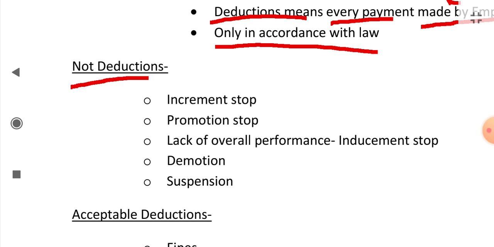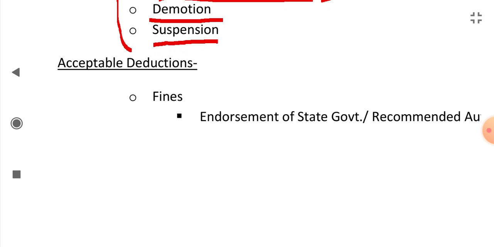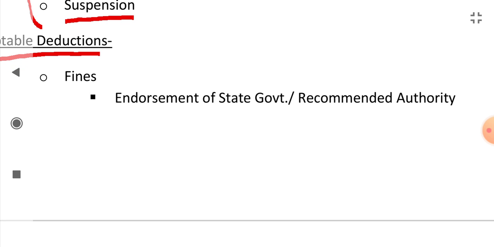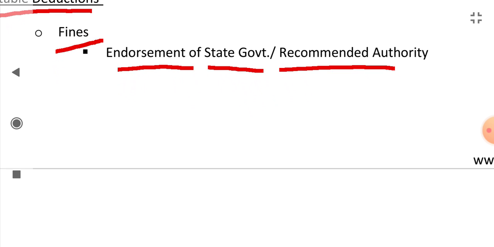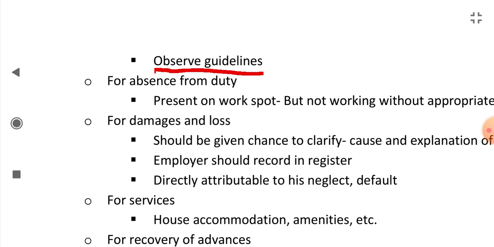What is not included in deductions? The increment stop, promotion stop, or inducement stop due to lack of overall performance, or demotion or suspension. The cut in salary or wages due to all of these reasons is not called deduction. What are acceptable deductions? The fines, if the fine is endorsed by the state government or recommended authority. Then the fines can be deducted from the salary or wages, and guidelines must be observed when putting a fine on someone.